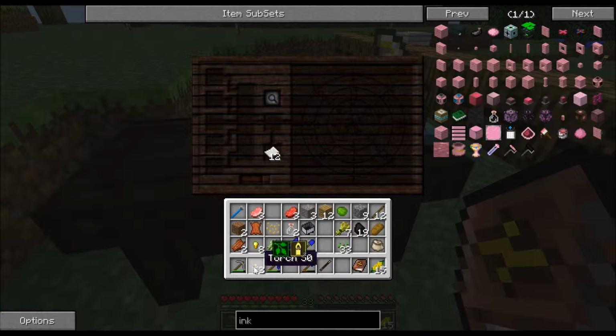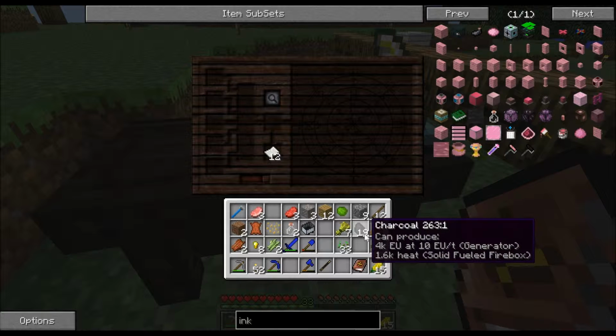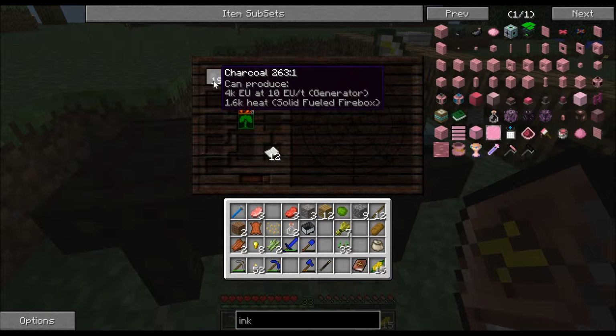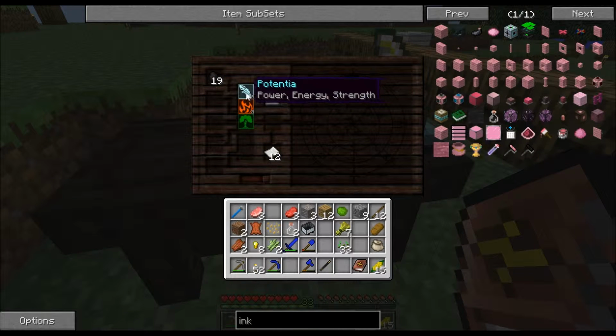Okay, so like the first one here, I'm going to put in some charcoal. Now the charcoal has potentia, which is power, energy, and strength. You've got ignis, which is fire, heat, and burn, and then ligum, which is wood, forest, and trees. Okay, so then you click the button here.